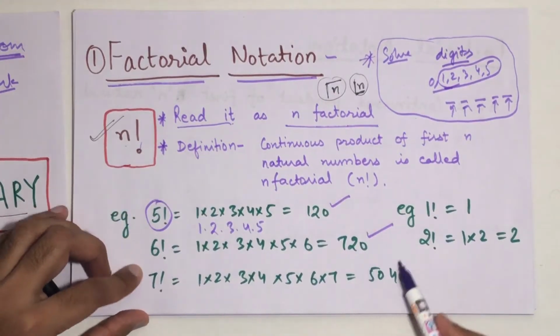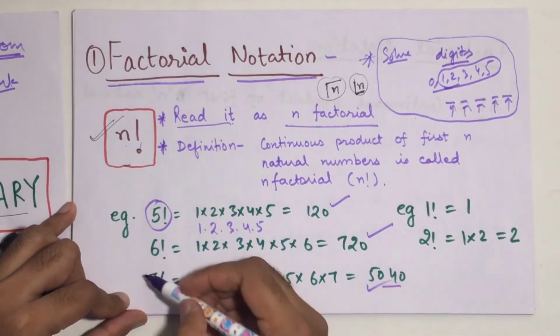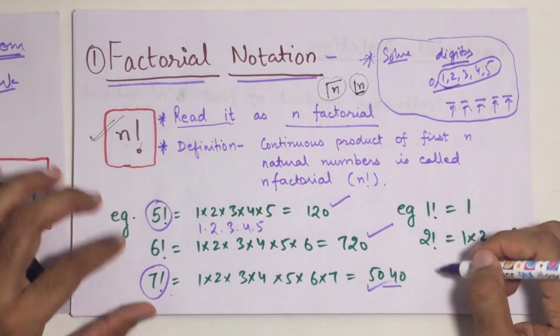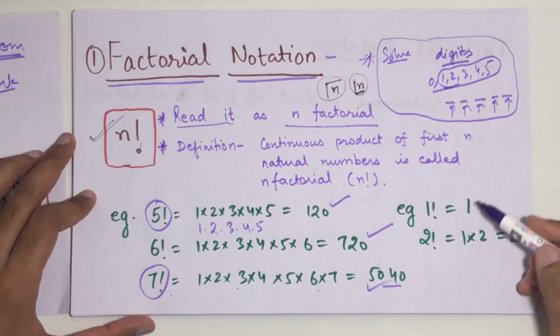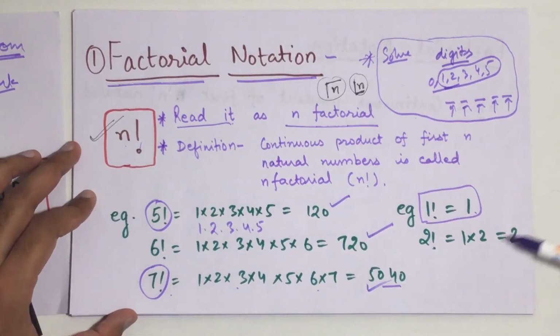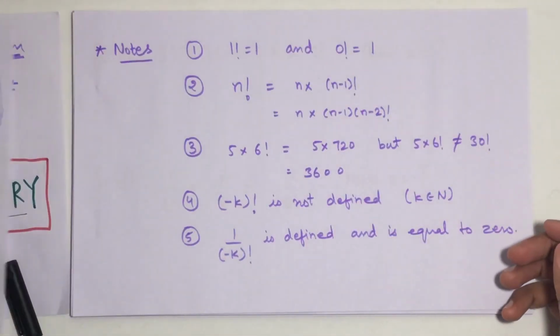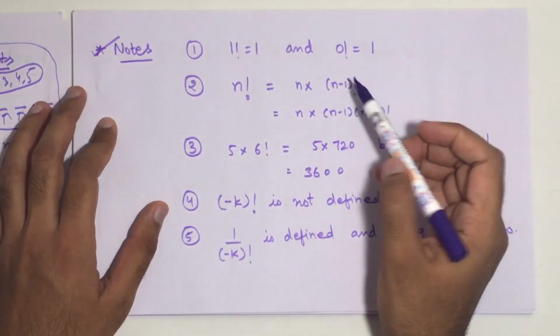In the same way 6 factorial can be found out. 7 factorial is 5040. Up to 7 factorial you have to memorize it, because it will be very helpful in the calculations. Also note that 1 factorial is equal to 1, 2 factorial is 1 into 2 and that is equal to 2. Now moving on, students, there are some properties of n factorial and you should take them down as notes.